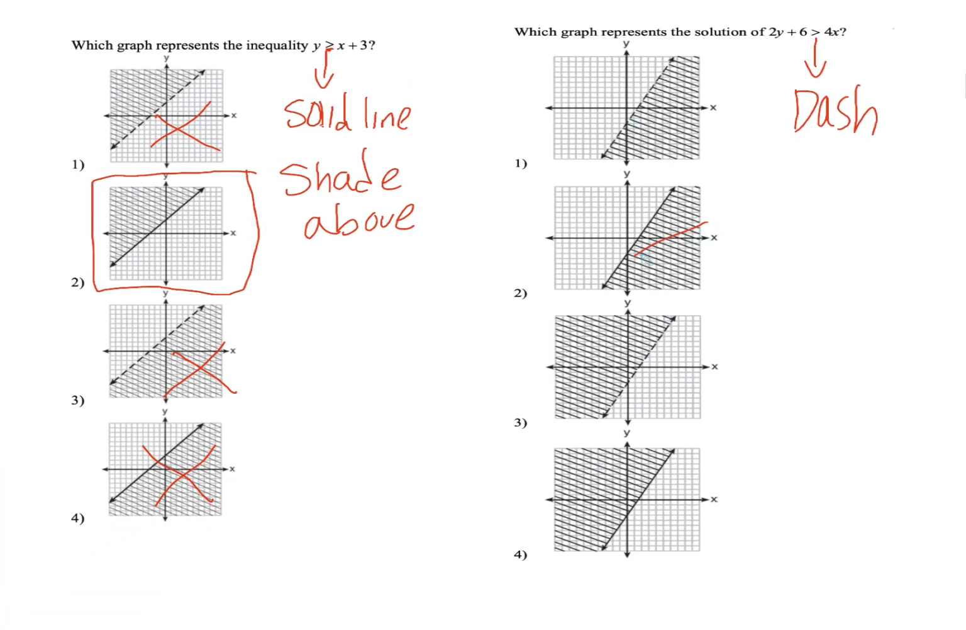So we can eliminate number 2 because that's a solid, and number 4. Now, if you have a greater than symbol, it means that your shading is above. So we're looking for above shading. This shading is below, so we can eliminate number 1. Our answer is number 3.